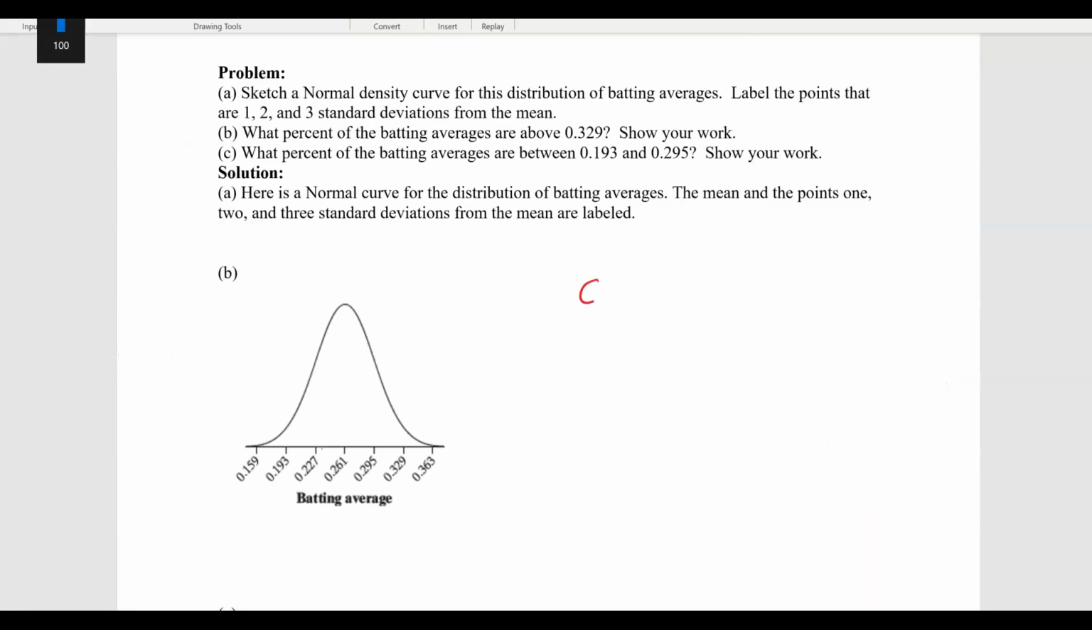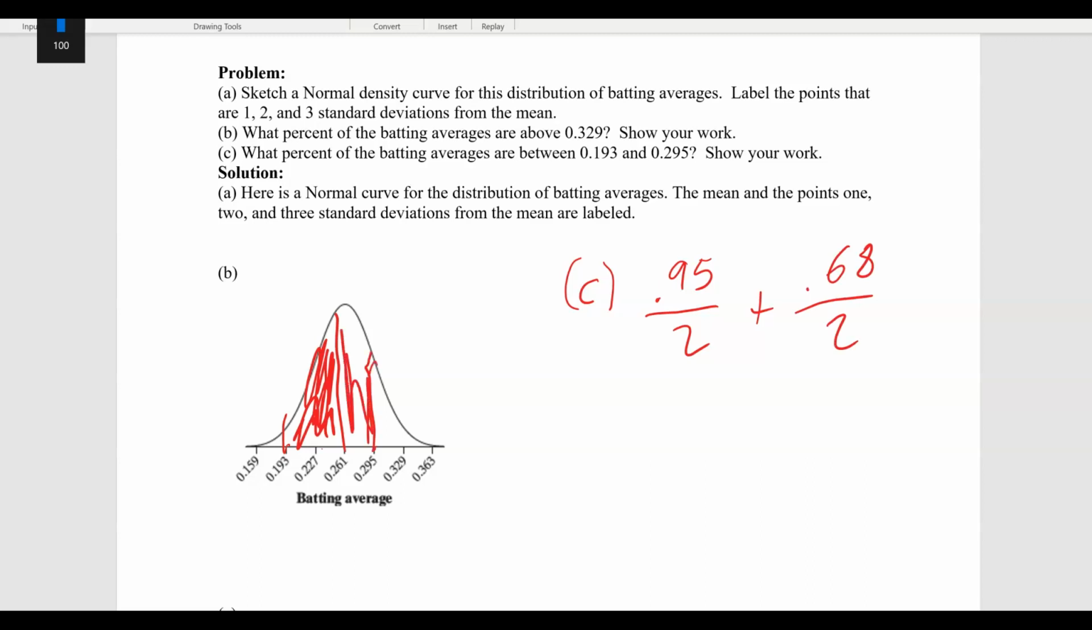So to answer part C, I would take 0.95, divide that by 2. That is this portion. And then I would take 0.68 divided by 2, or 34. Okay, that is this portion. And that's what they're asking for, from 0.193 to 0.295. So I get 0.815 or 81.5%. This is just using the 68, 95, 99.7 rule.